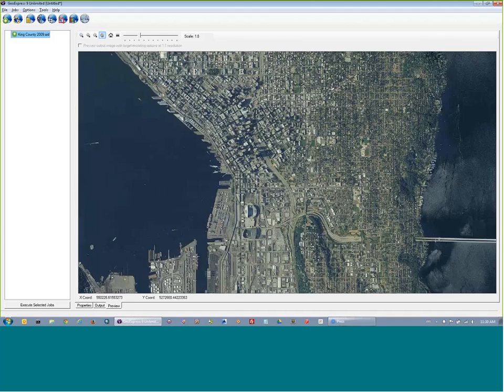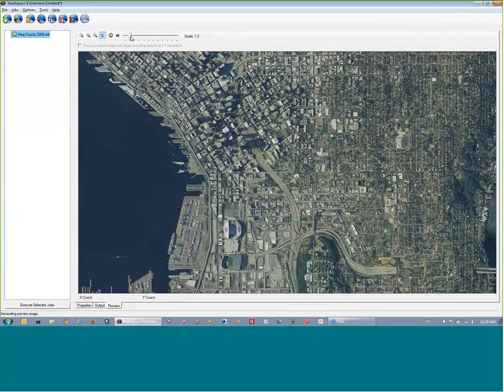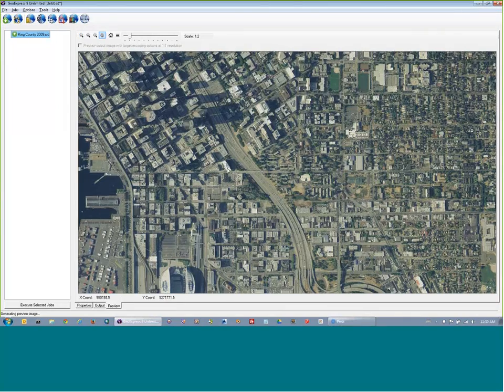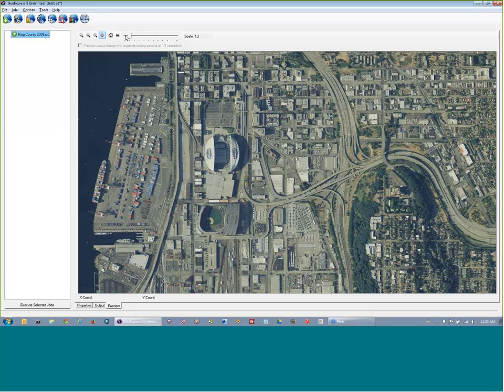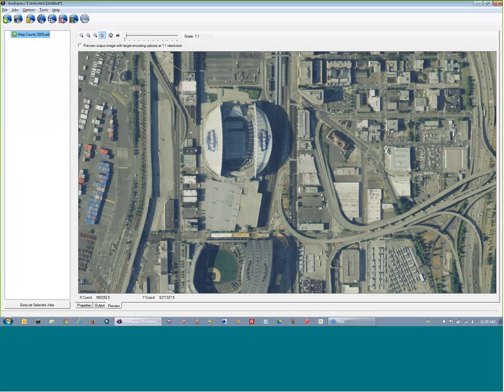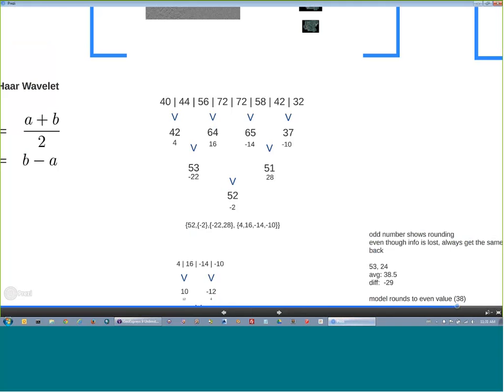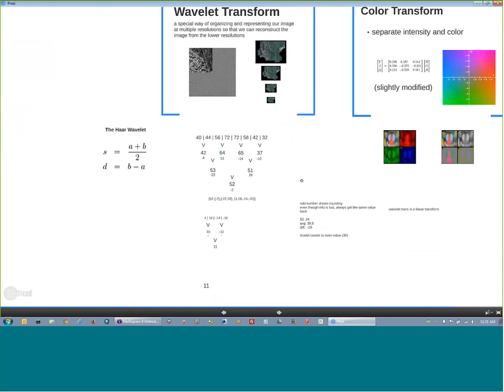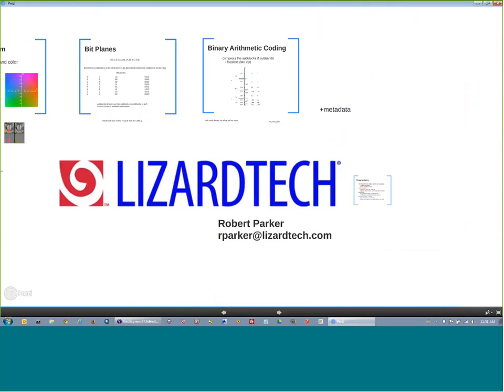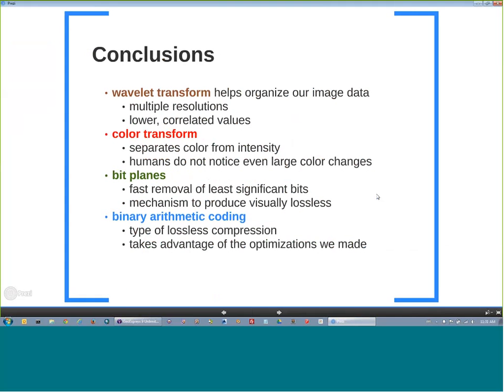It makes for a nice compression while still retaining the visual quality of the image. We get a nice, beautiful image that has been compressed, but that doesn't look like it has. And that's all because of what we do with the Wavelet Transform, the bit planing, the color transform, all that stuff combines. So that's it. That's how you make a MrSID file. That's how you decode it.